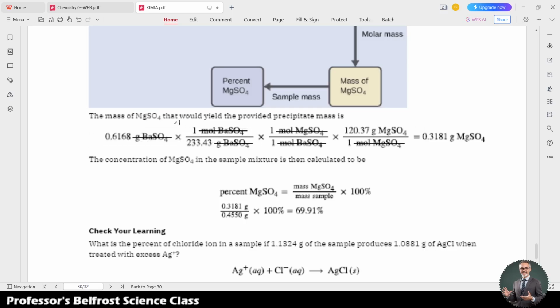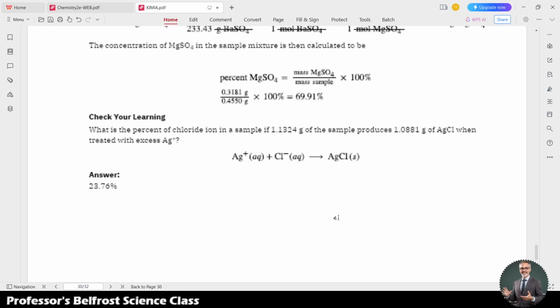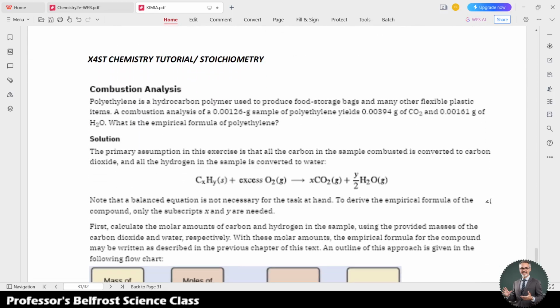This is the conversion to find the moles of barium sulfate, and then this is the conversion factor, and then we find the moles of magnesium sulfate, then the grams of magnesium sulfate by multiplying it with the molar mass, and it gives us this. And we can find the percent mass by dividing the mass of magnesium sulfate by the mass of sample, which is 0.4550, times 100%. This is 69.91% by mass. To check understanding, I want you to proceed with this question.